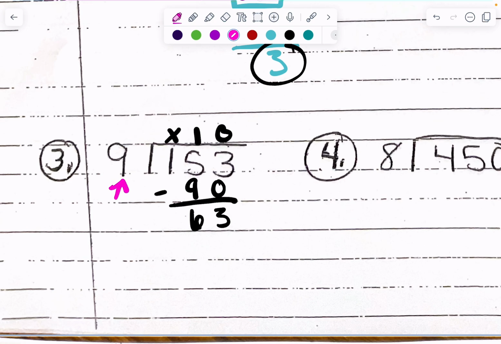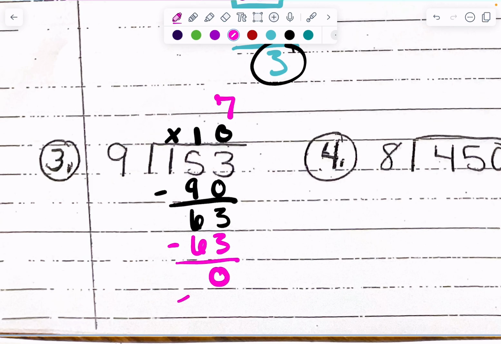Now, I see that 63 is bigger than 9, so I've got to keep going. So how many times can 9 go into 6? Nope, 9 can't go into 6. 6 is too small. But 9 can go into 63. And I know from my multiplication facts that 9 times 7 is going to get me what I need, because 9 times 7 is 63. I'm going to subtract it through, and it's going to get me a 0.